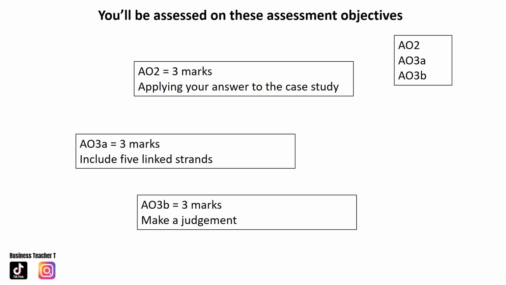You'll be assessed on the following assessment objectives. AO2, 3 marks. You need to apply your answer to the case study. You need to show detailed application of knowledge and understanding of business concepts. This should be shown throughout. Then there's AO3A, and that's your chains of analysis. You need to have the 5 linked strands. For AO3B, you need to make a judgment. So you need to actually decide what option is going to be chosen, but you also need to include evaluation.